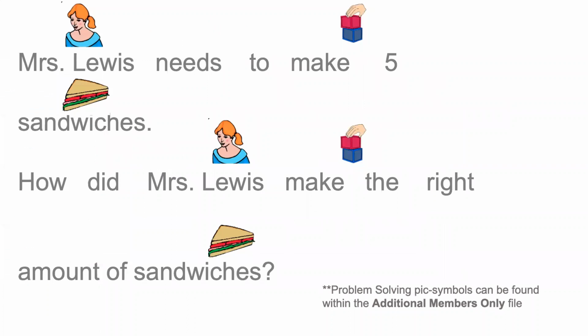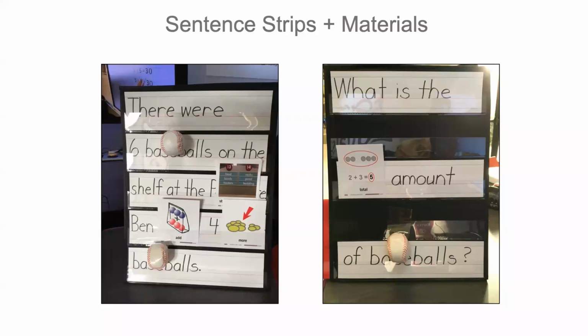You can also use a presentation software or a word processing program to rewrite the problem. These problems can also be paired with printed pick symbols from the members only content. If you're looking for the printed pick symbols, you will want to make sure you have requested the additional members only content and locate those problem solving pick symbols. You can search for specific problem solving units so that you can quickly print the ones that you need. Sentence strips and a pocket chart can also be used to rewrite the problem.